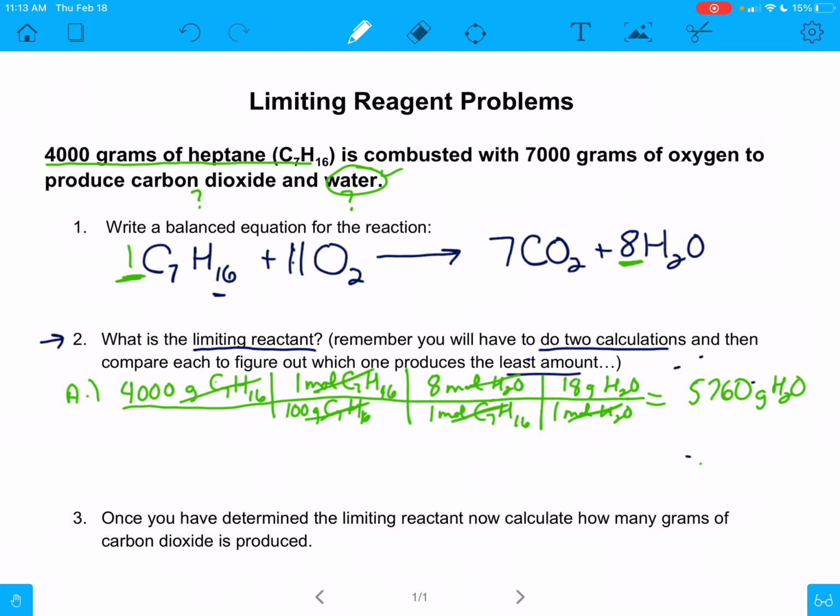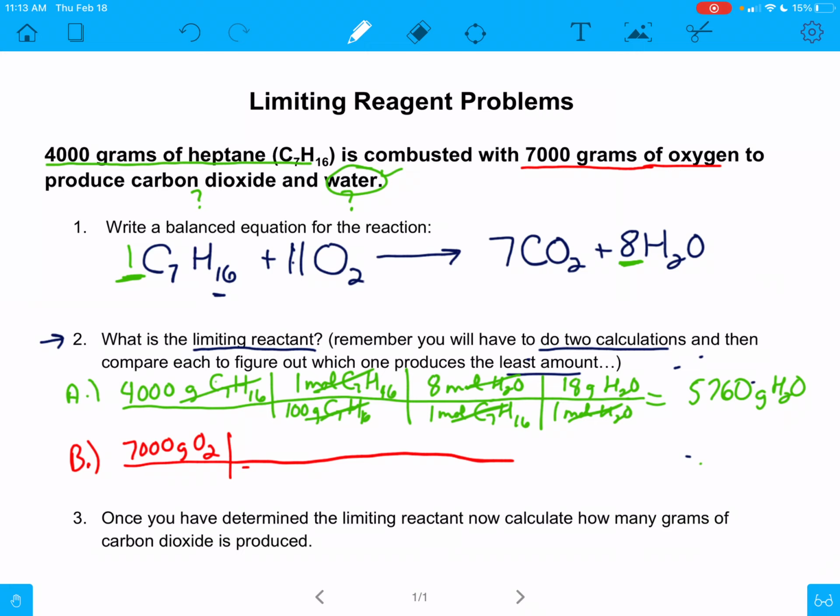Now I have to do the second one, and I want to do it in a different color just so we don't get them all confused. We'll do this one in red. So I have to do this one, and then we're going to compare them, okay? This time I'm going to use the 7,000 grams of oxygen. So let's put that in, 7,000 grams of O2. I'm going to have to do the same kind of calculation, only this time with O2 into H2O.